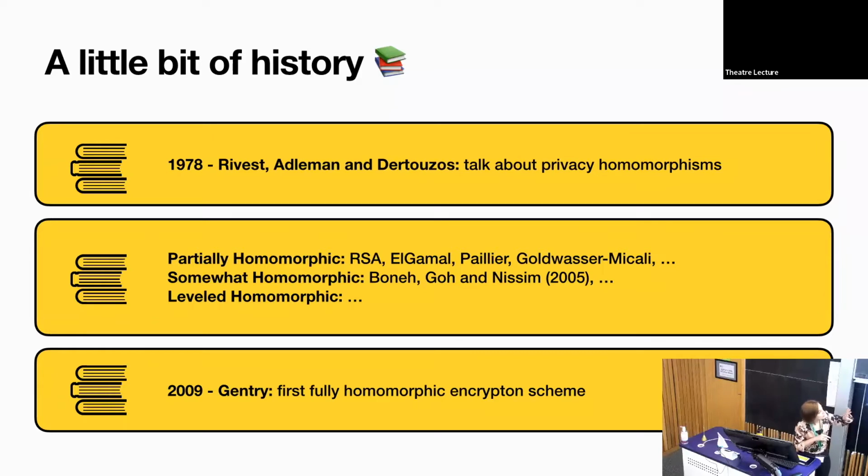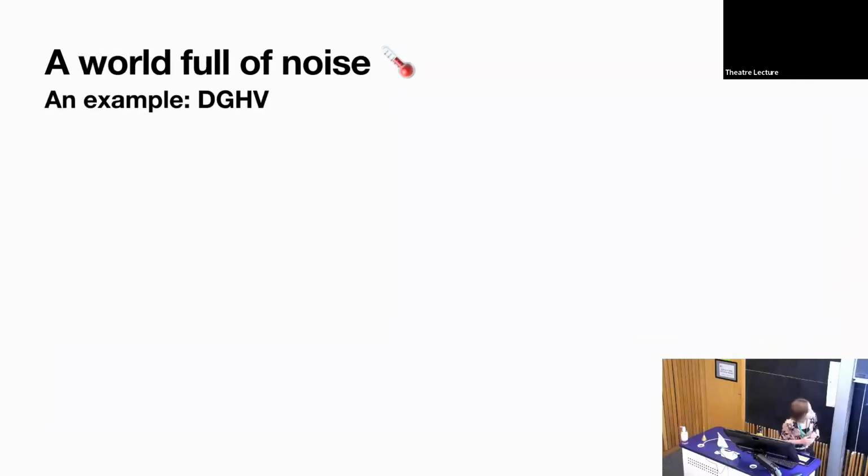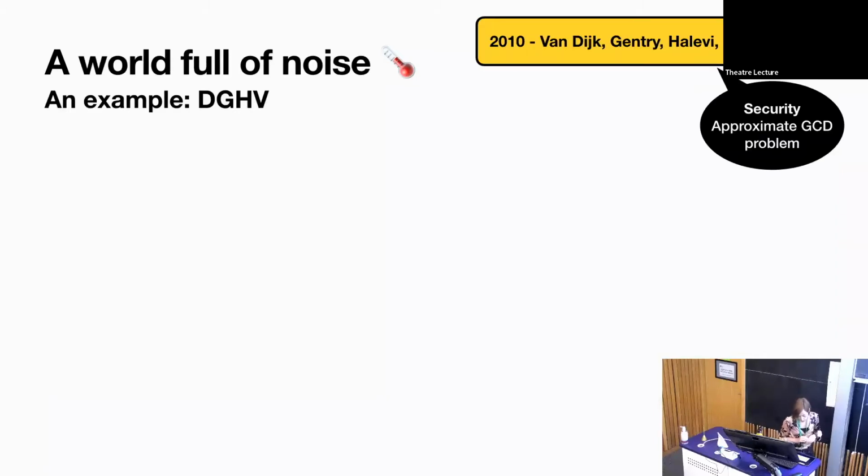The fact that it's called leveled is because there are levels that we want to track. I'm going to try to explain the difficulty of fully homomorphic encryption by focusing on a leveled homomorphic encryption scheme. The one that I always use to explain the problem is the scheme DGHV, which was proposed in 2010, one year after Gentry, by van Dijk, Gentry himself, Halevi, and Vaikuntanathan. The scheme is based on the approximate GCD problem, which is a lattice-based problem.